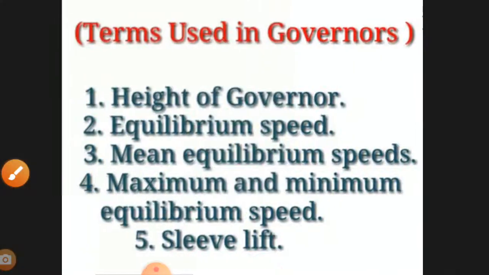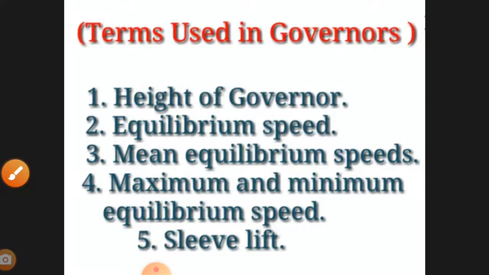Okay, now we will see equilibrium speed. It is the speed at which the governor balls, arms, etc. are in complete equilibrium and the sleeve does not tend to move upward or downward. Next term, mean equilibrium speed. It is the speed at the minimum position of the balls or the sleeve.